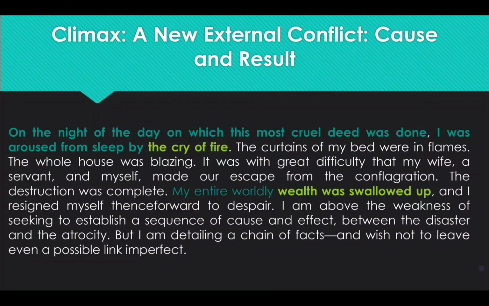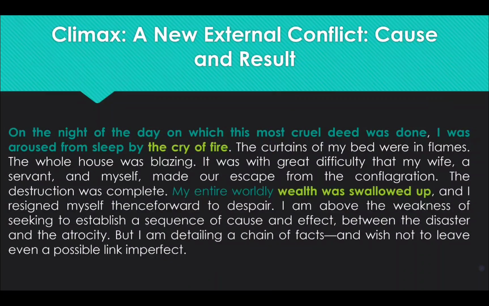He thus explains the damage objectively using short, simple sentences. When he said, "The curtains of my bed were in flames," full stop. This is a short sentence which is very direct and very clear. Then he said, "The whole house was blazing," full stop, short sentence. "It was with great difficulty that my wife, a servant, and myself made our escape from the conflagration," full stop. You see, a series of short sentences which narrate the action after the crime with the cat is a matter of how to make the style plain without complication. "The destruction was complete," full stop, you see.